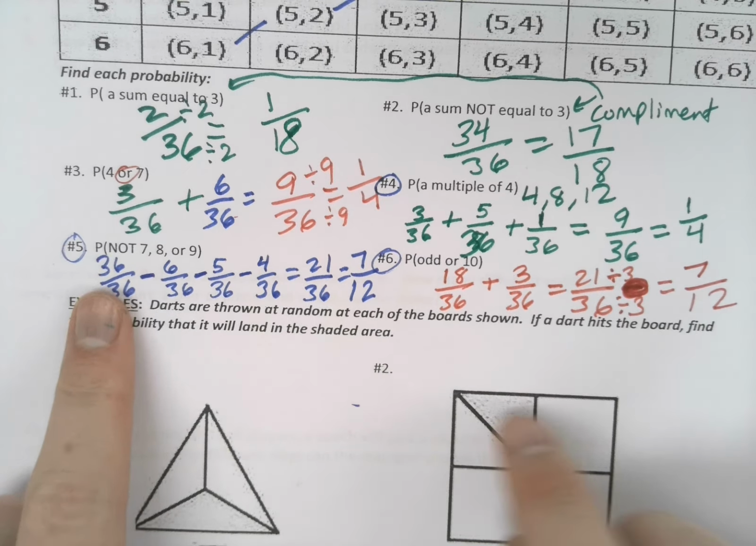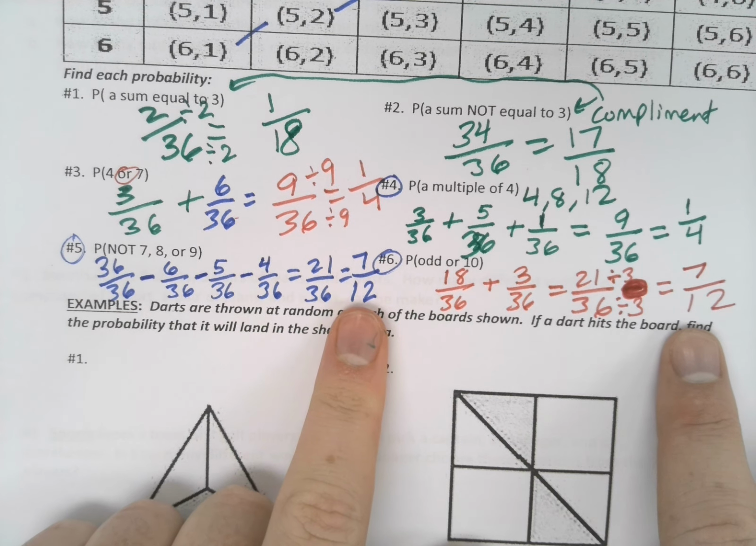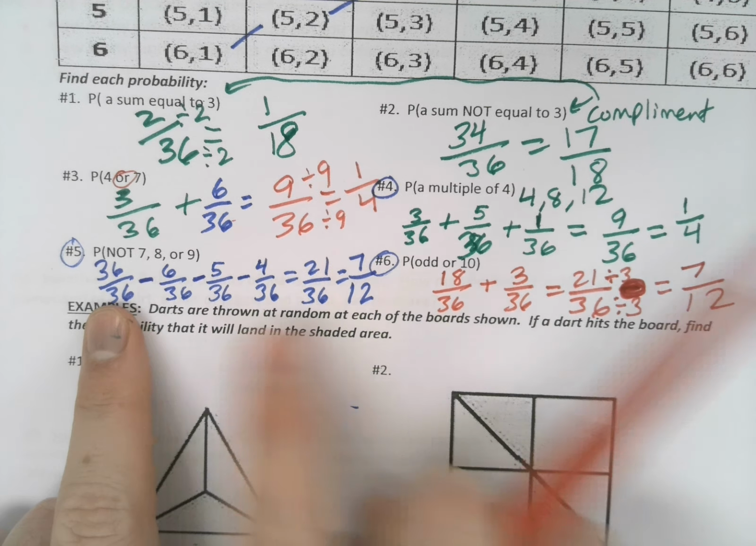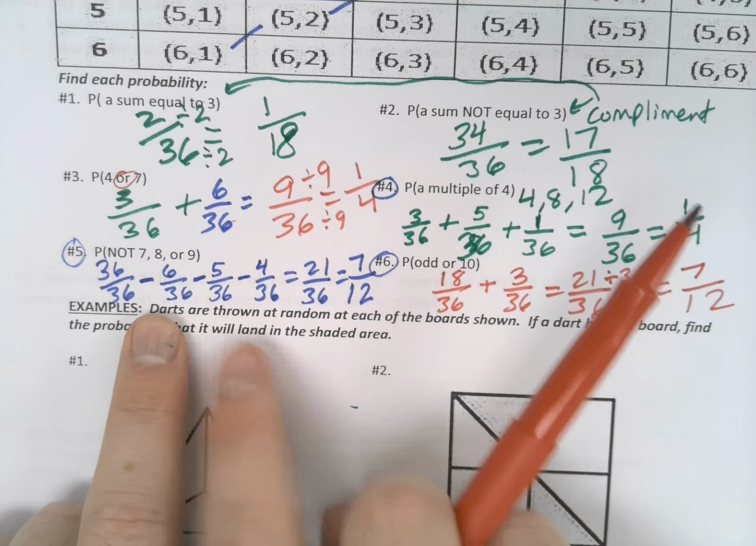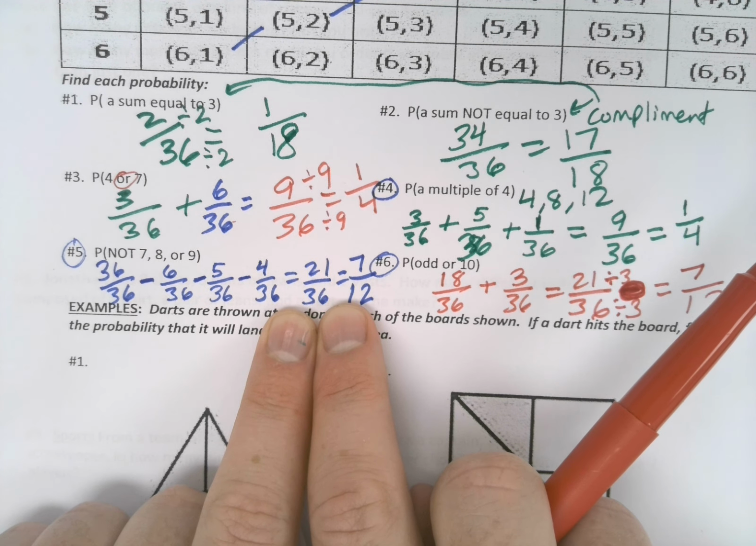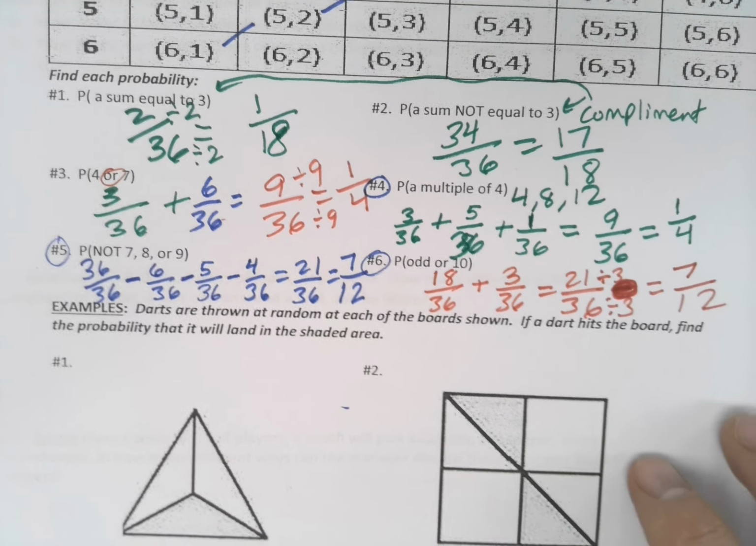Number 5 and number 6, you're going to see a little bit of a repeat here. 36, not 7, 8, or 9. Well, there's 6 options that could be 7, 5 options that could be 8, or 4 options that add up to be 9. We have to subtract those from 36, which leaves us with 21 out of 36 options that are not 7, 8, or 9, which is 7 out of 12.